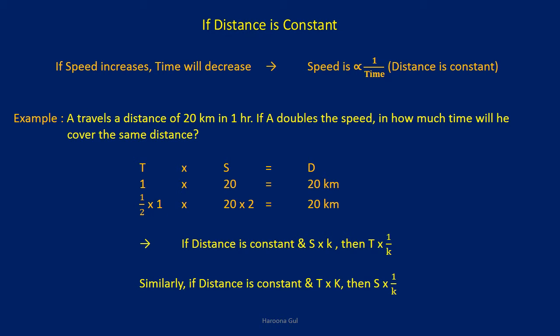Now you see, this implies that if distance is constant and if speed is multiplied by a number, that is k, then t would be divided by the same number, that is k. Similarly, if distance is constant and time is multiplied by k, which is any number, then speed will be divided by the same number, that is k.